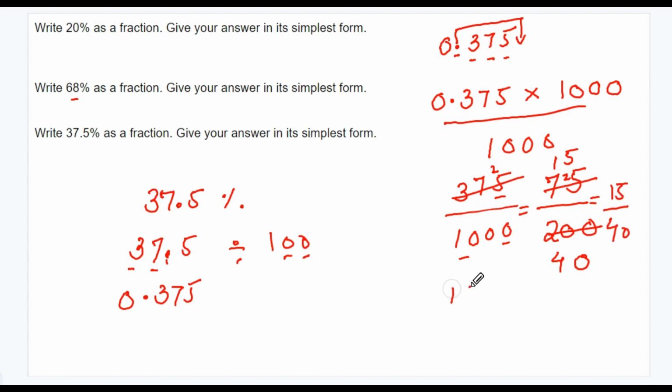We can again divide it by 5 because it has 0 and 5 at the end. 5 times 3 and 5 times 8. So now we cannot simplify it any further because 3 is a prime number. So 3 over 8 is your simplest form.